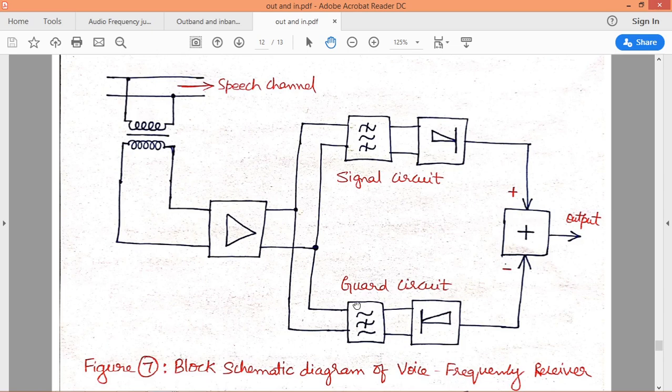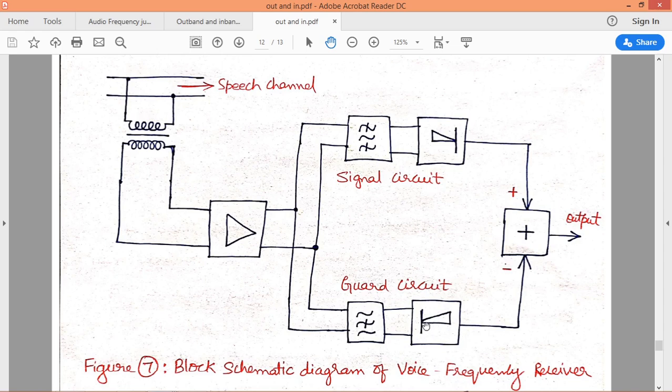Similarly, on the other hand, in the guard circuit, we will be using a band stop filter. So this band stop filter will block only the control signal frequencies, while it passes other signal frequencies, that is the carrier frequency as well as the speech signal frequency, and then rectified and given to the comparator.